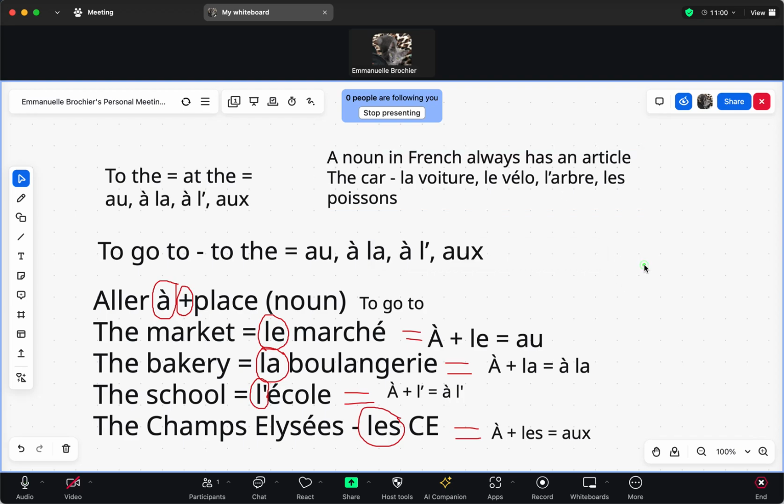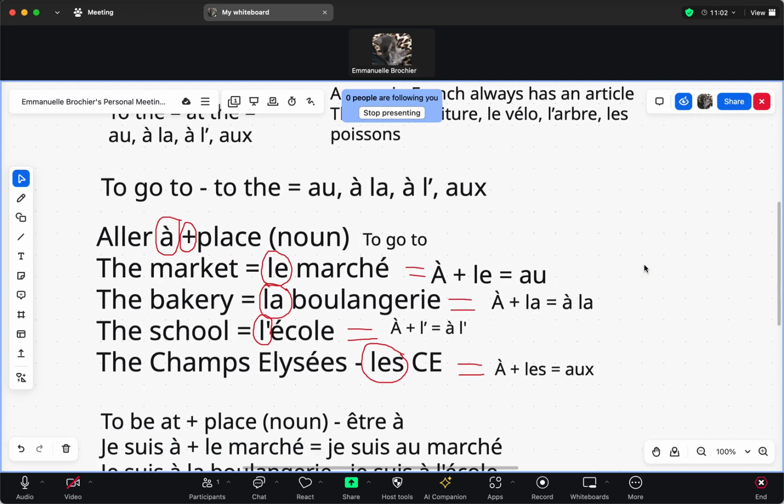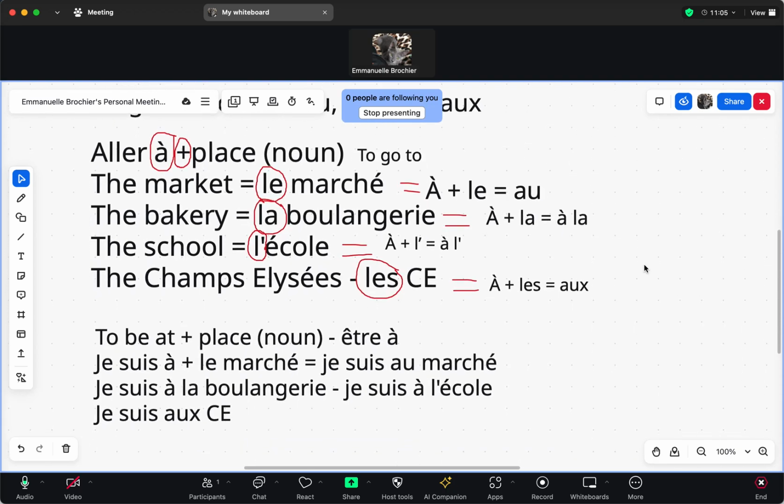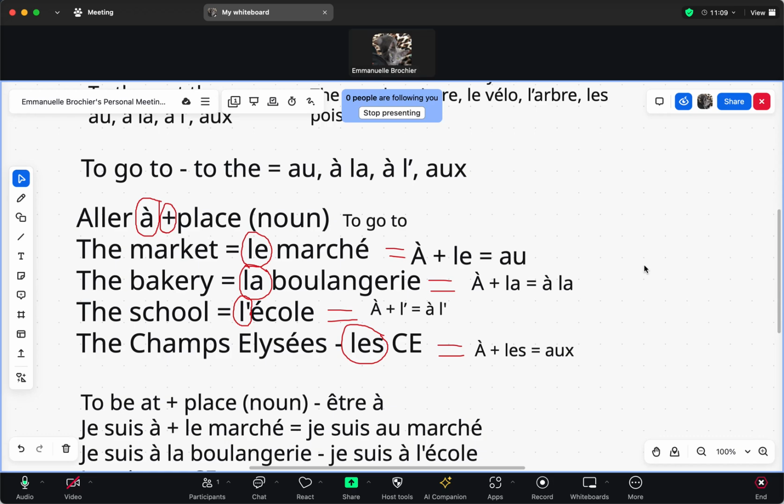So that should be it. It should be very simple. Here there is no real danger. But anyway, if you have any questions, let me know.